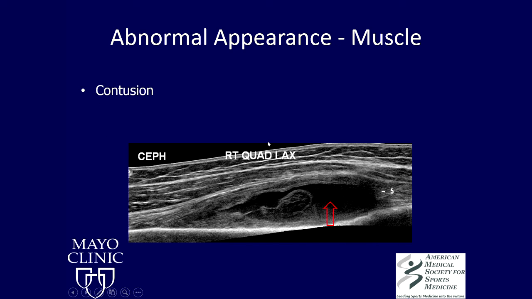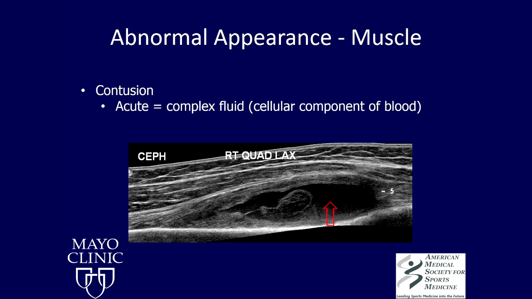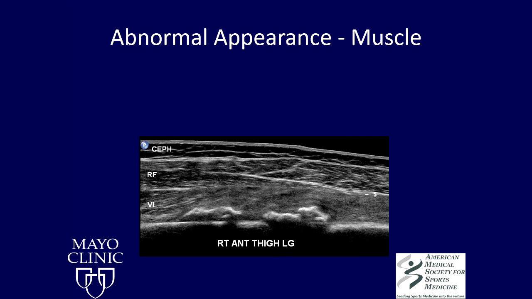You can also have contusions. Here is a quadriceps contusion affecting the vastus intermedius. In the acute setting, it's going to be complex fluid because of all the cellular elements, but as those become more organized, they're going to form septa and debris, and the fluid will separate out from the cellular component, and you'll have a less complex fluid.